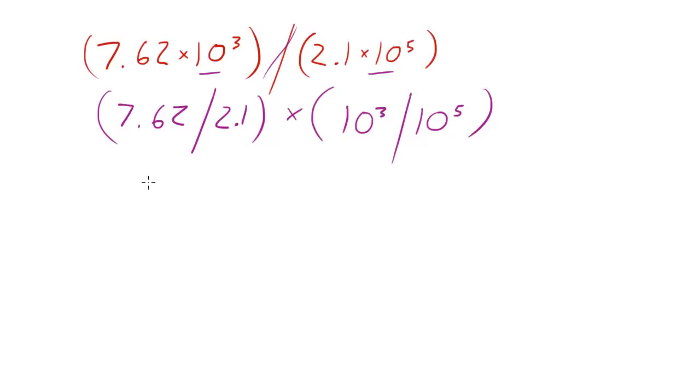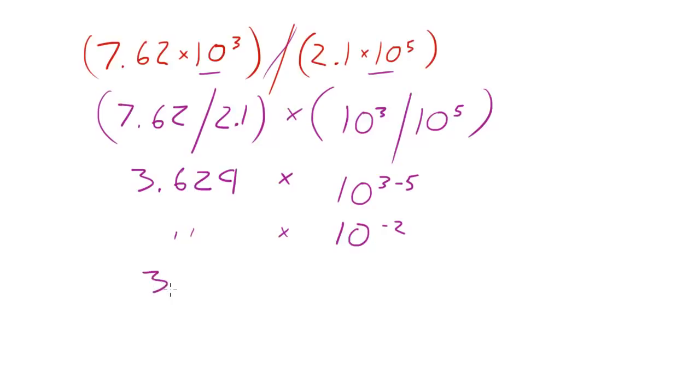7.62 divided by 2.1 is 3.629. Now in order to figure out 10 to the third divided by 10 to the fifth, the shortcut for this is 10 to the 3 minus 5. 3 minus 5 is of course negative 2. So now we have 3.629 times 10 to the negative 2. And check it out, that is already in perfect scientific notation form. So that's our final answer right there.